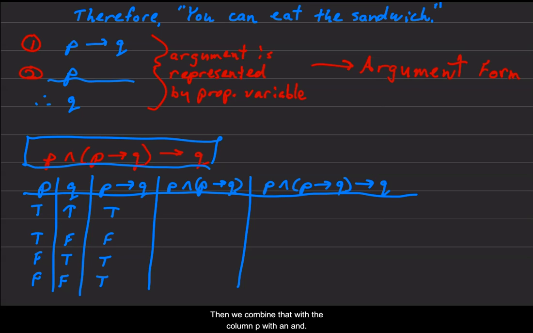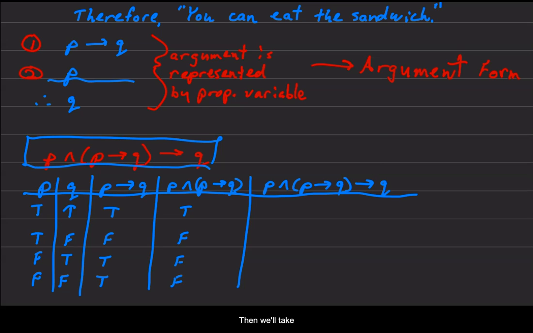Then we combine that with the column P with an and. So true and true is true. True and false is false. False and true is false. And false and true is false.